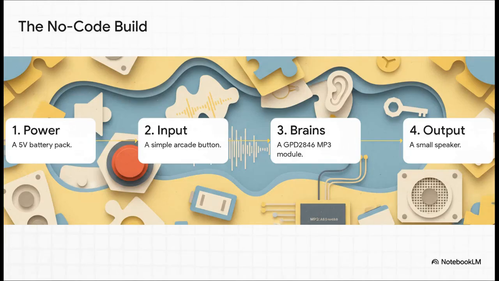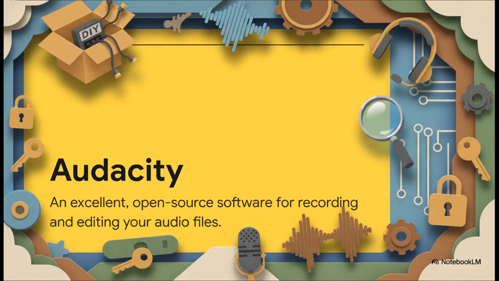Okay, but here's the best part, the part you're probably waiting for. This build requires absolutely no coding. None. You just need 4 basic components. You've got your power, a simple 5-volt battery pack. Your input, a classic arcade button. The brains of the operation is this little GPD2846 MP3 module. And then, of course, a small speaker for the output. It's super, super accessible.